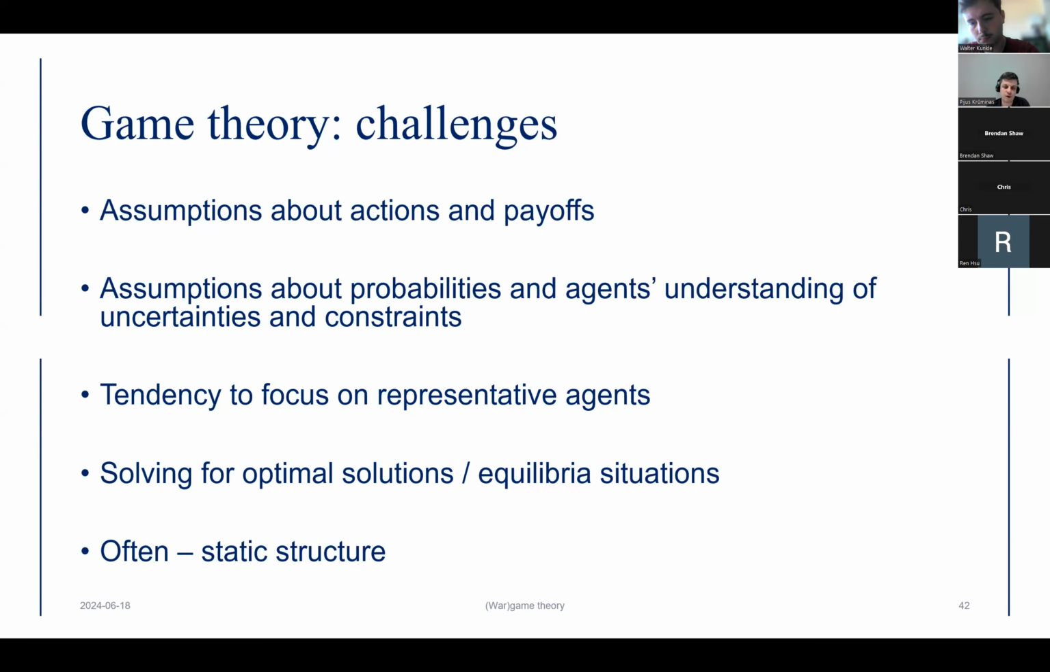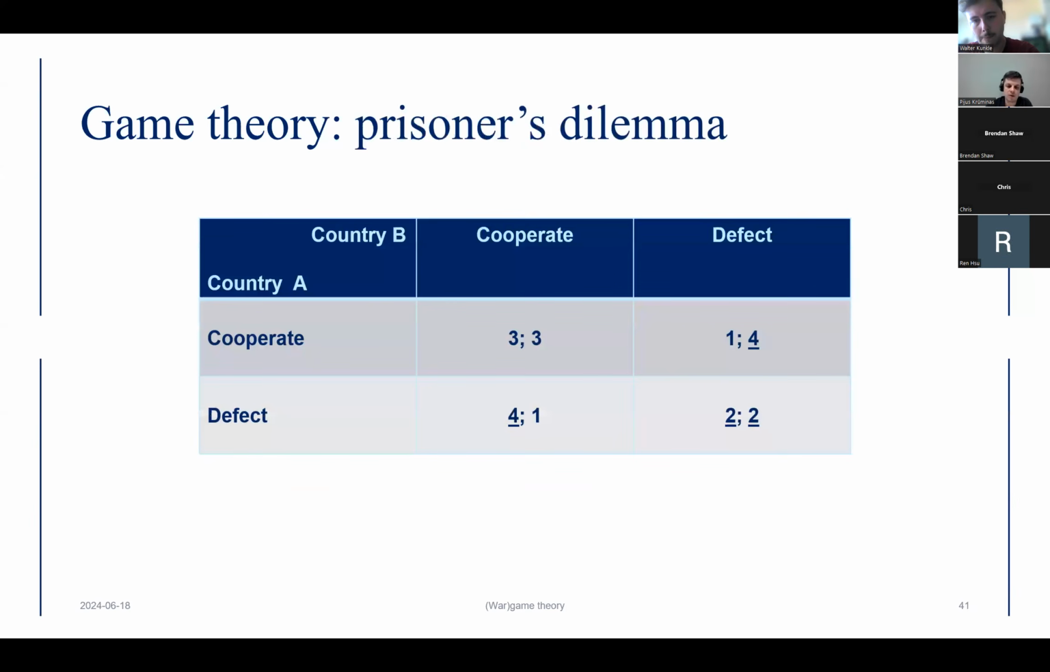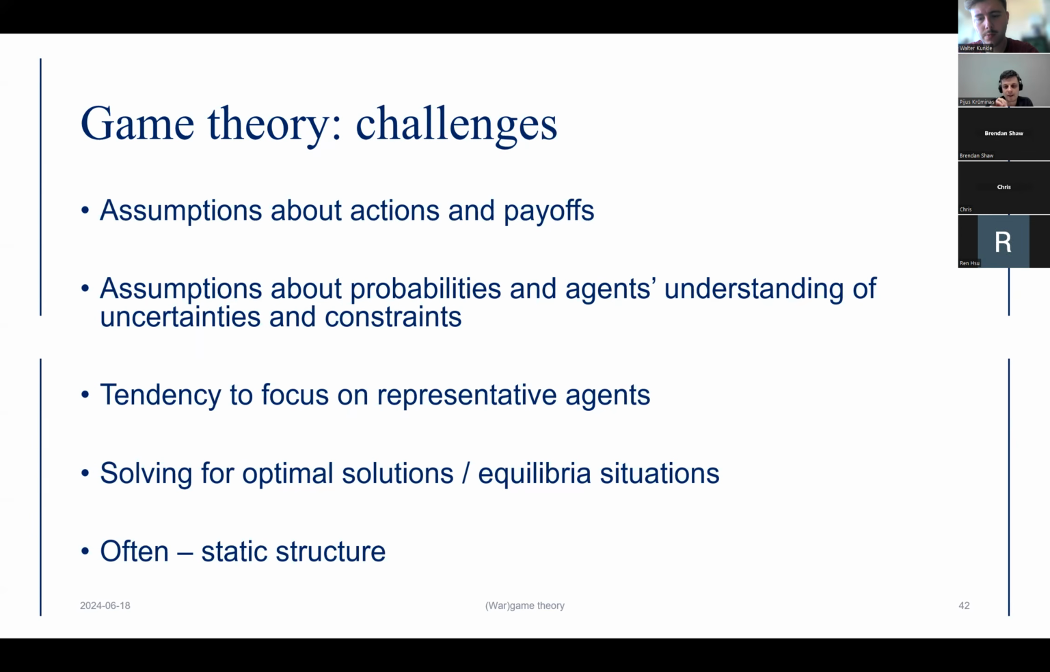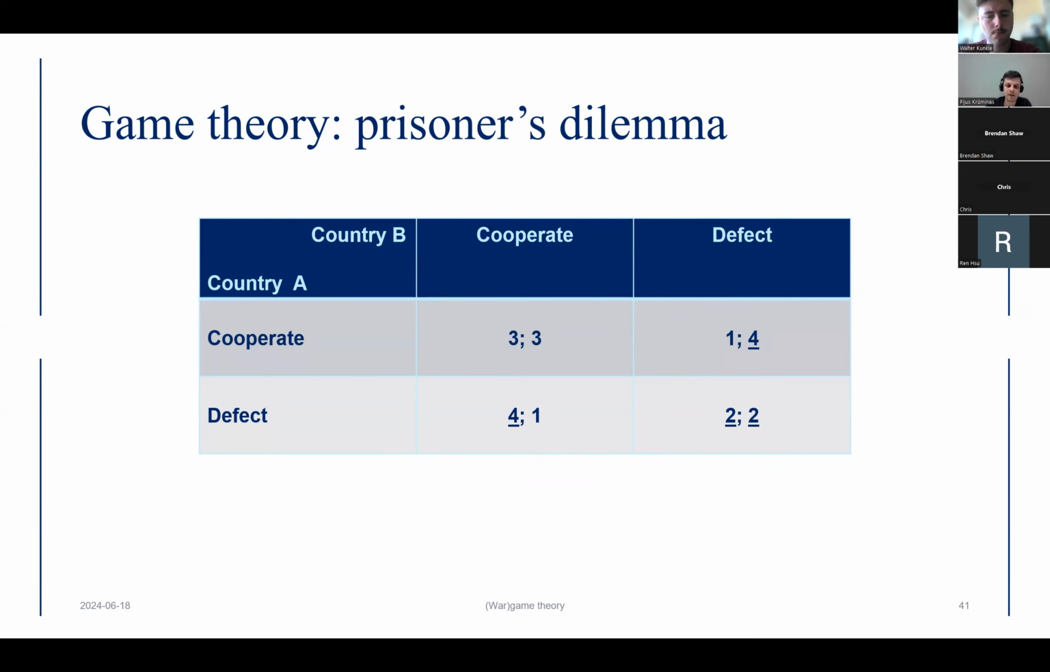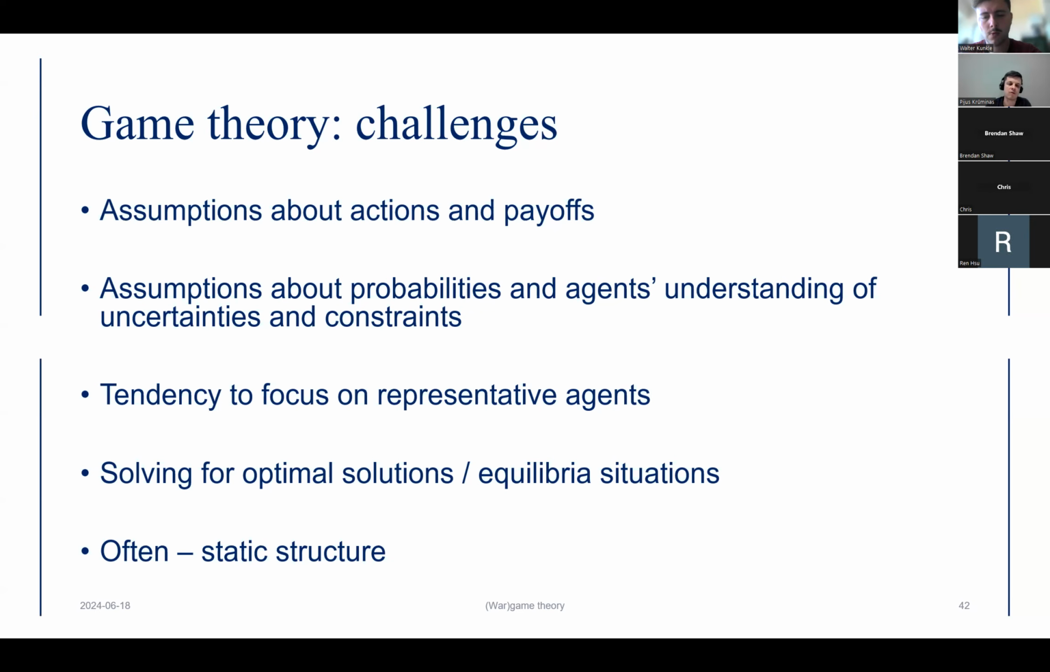Game theory also looks for optimal solutions. Just like we did here, we found the equilibrium where each country would have incentives to defect and they would simply defect. So it's quite heavily focused on finding that particular equilibrium that would play out in the situation described in the game theory model. And very often, though there are exceptions, it has a static structure, so that even if you repeat the game over some time or several times, it still remains quite static.